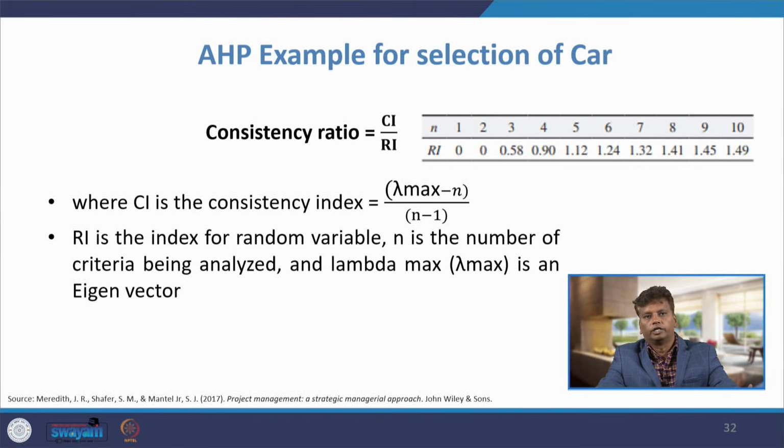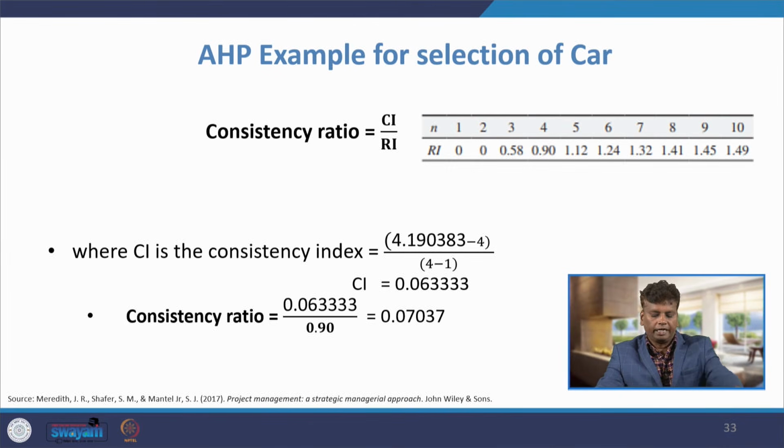We know that consistency ratio is consistency index upon random index. How to find the consistency index? By using lambda max minus n upon n minus 1. With the help of Excel, I have explained how to find the lambda max. N is the size of the matrix. Consistency index is lambda max, which I got from Excel, minus 4, because our matrix is 4 cross 4, upon 3. So consistency index is 0.063.